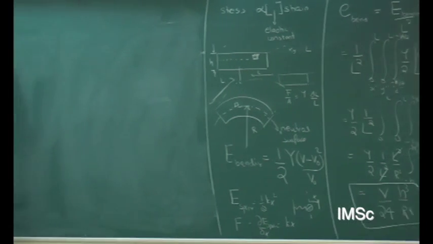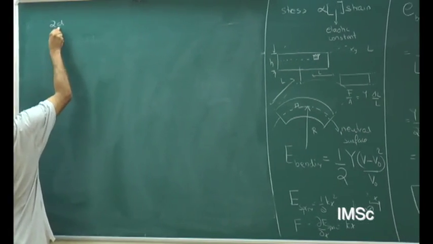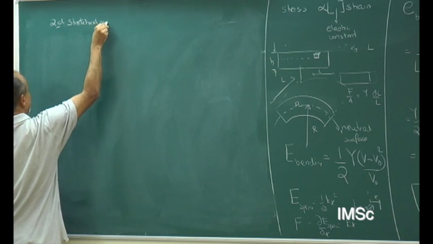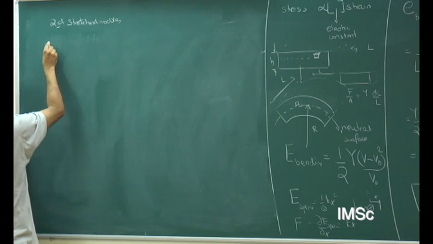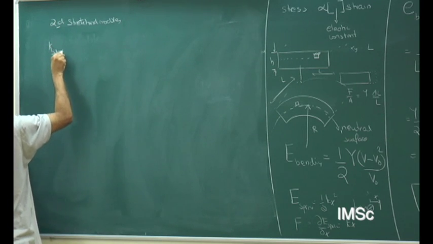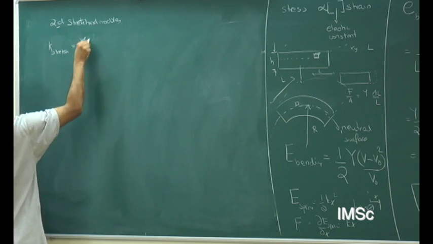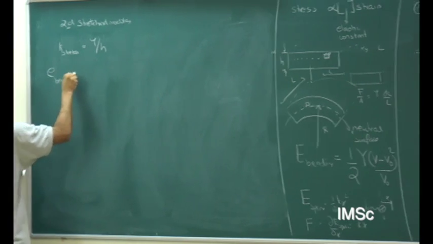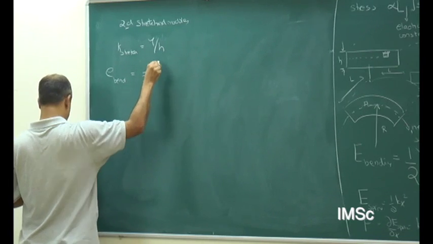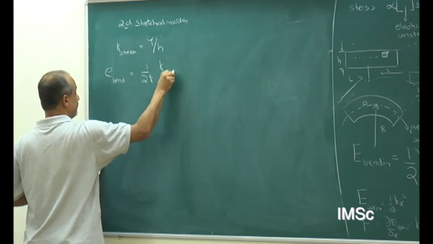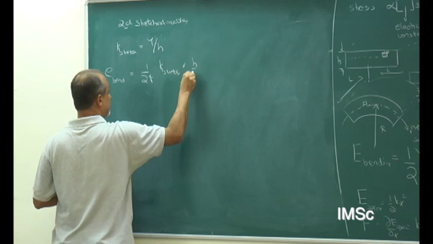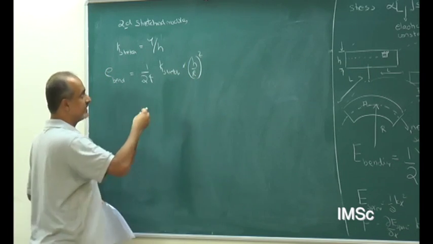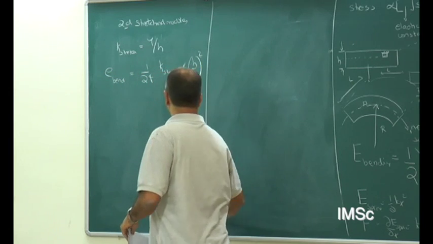So if I define this 2D stretching modulus as K stretch, which is Y times h, then the bending energy, E bend, is just 1 over 24 times K stretch times h divided by r, the whole squared. So just relabeling quantities in terms of other things here.